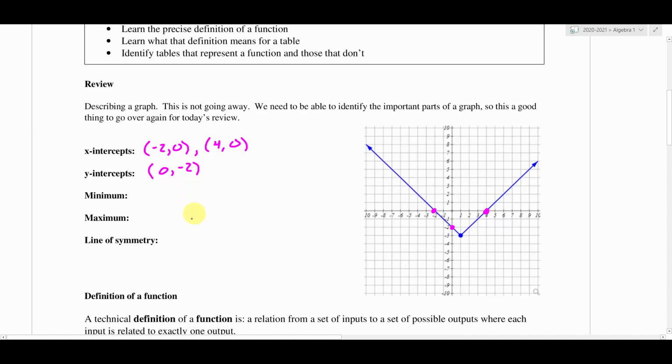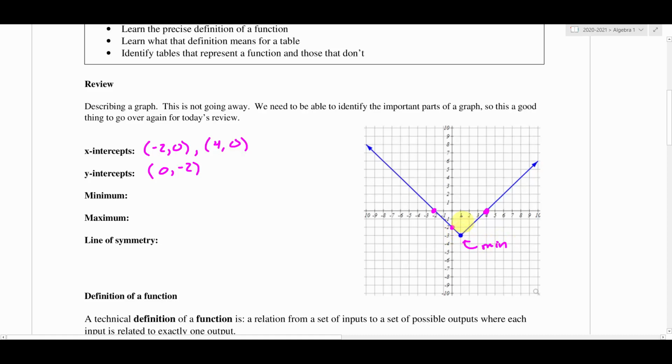Okay. Now minimum. Minimum is the lowest point on the graph. Okay, so if I were to treat this like a roller coaster and I ride the roller coaster, I'm going to go down, down, down, down, down, and then I get to this point and it starts to go back up. So the lowest point that this roller coaster gets to is located right here. So this is a minimum.